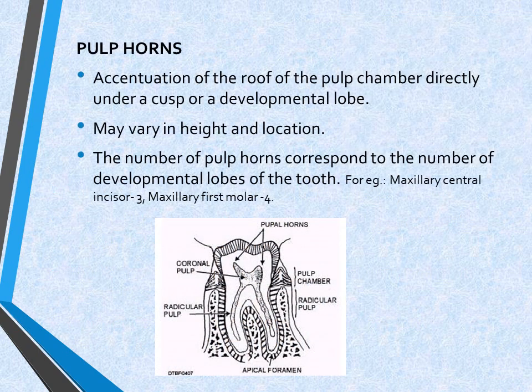You should know what pulp horns are and how to manage them. Pulp horns are the accentuations or the extensions of the roof of the pulp chamber directly under a cusp or a developmental lobe, and they vary in height and location. The number of pulp horns corresponds to the number of developmental lobes of the tooth. For example, the maxillary central incisor has 3. Even the mandibular central incisor and the lateral incisor have 3. The maxillary first molar has 4. The second molar might have 3. The mandibular first molar has 4 or 5, and so on and so forth.